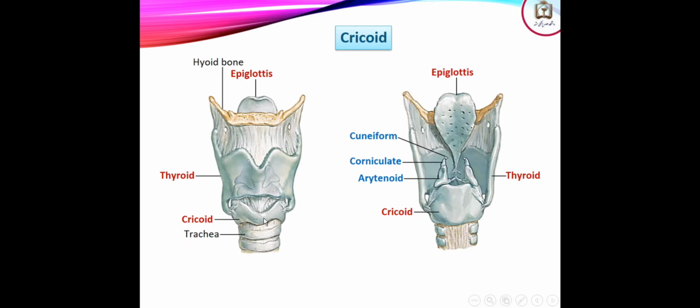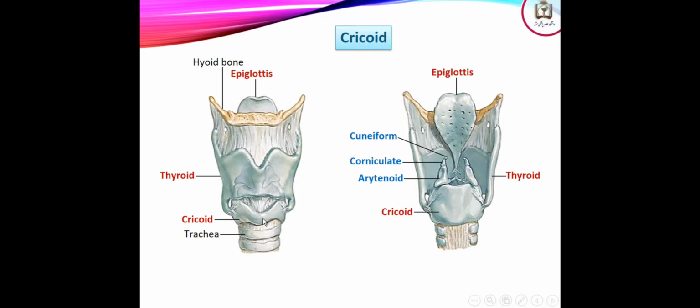The next cartilage is the cricoid. As you see, it's the most inferior or the lowest cartilage in the larynx, located just above the trachea. And here between them we've got the cricotracheal ligament. And above the cricoid we've got the cricothyroid ligament between the cricoid and thyroid. Cricothyroid, cricotracheal.